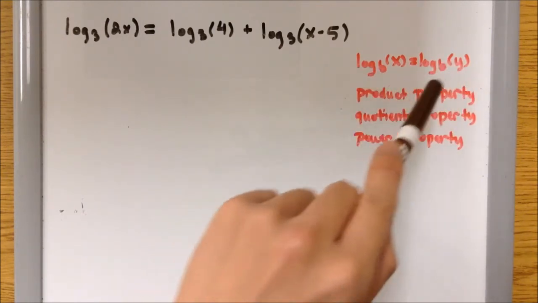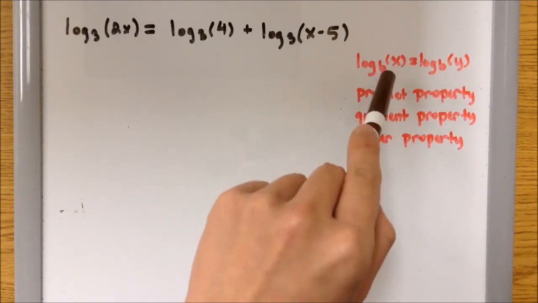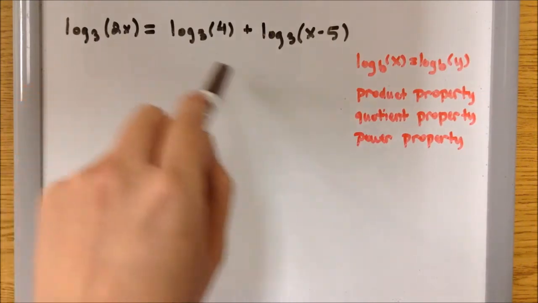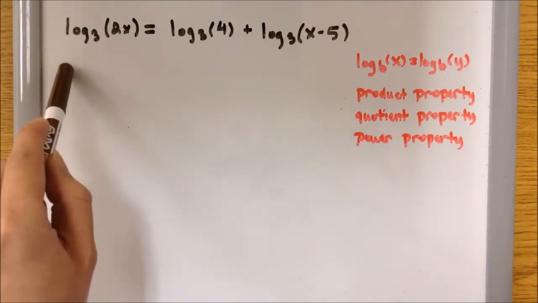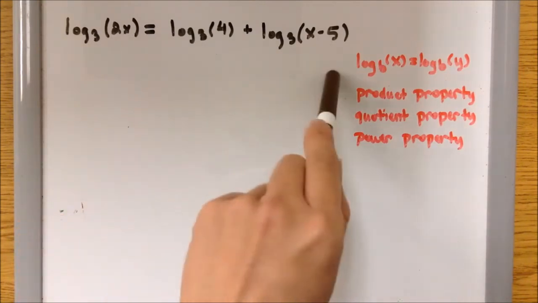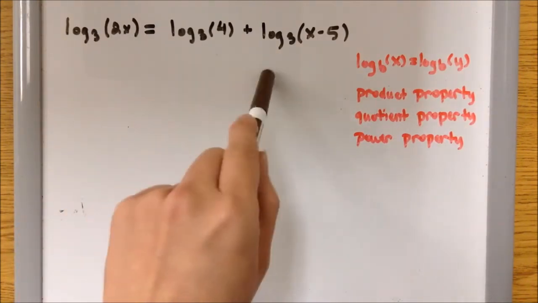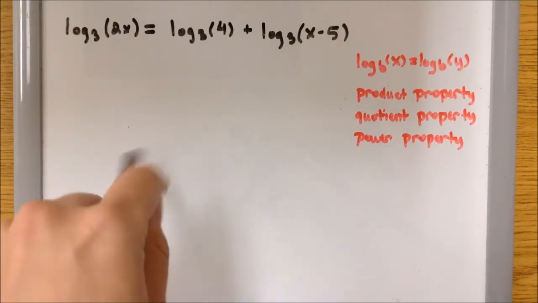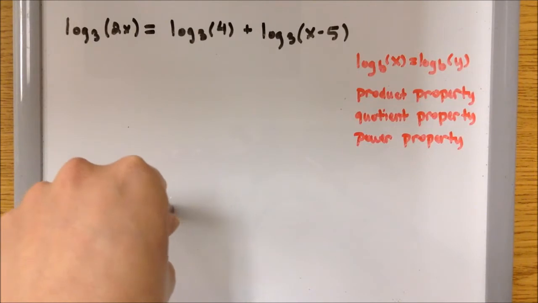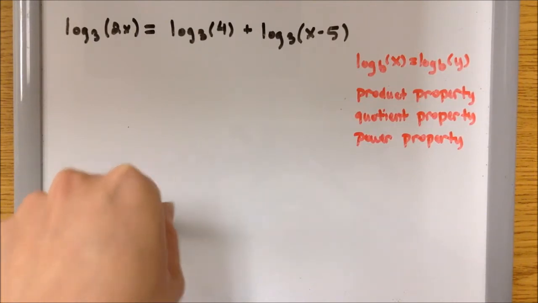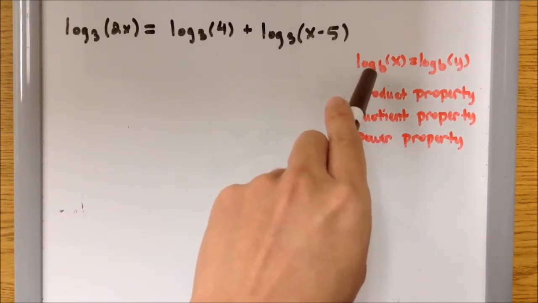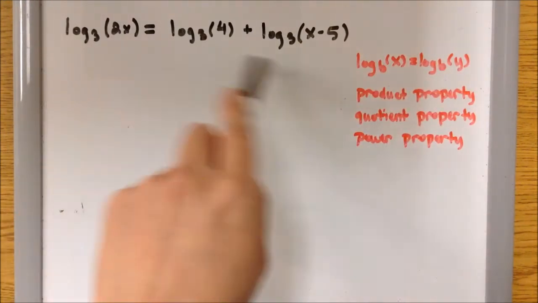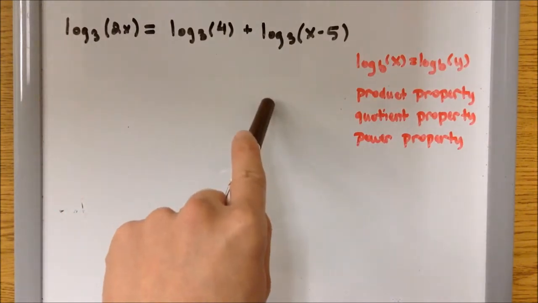If you take a closer look, you see that there's only one log on the left side and one log on the right side. If we take a look, here's the left side, we do have one log, but on the right side, we have two logs. And they all have the same base. So before we could actually do some log equation solving, we have to get one log on the left side and one log on the right side. So how can we combine these two logs as a single log?